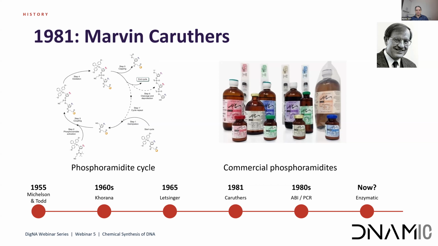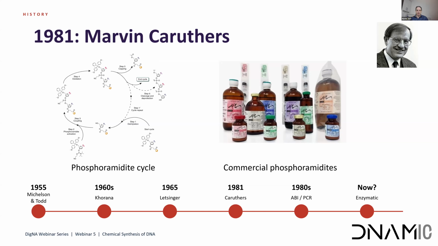In 1981, Marvin Caruthers published the phosphoramidite method. He worked at this time at the University of Colorado and made what appears in hindsight to be a modest chemical modification of Letsinger's phosphate triester approach. He just swapped one leaving group for another. But this subtle change was pivotal.